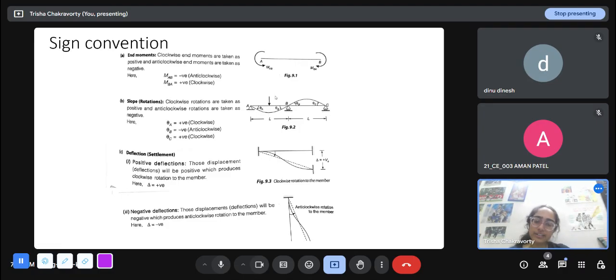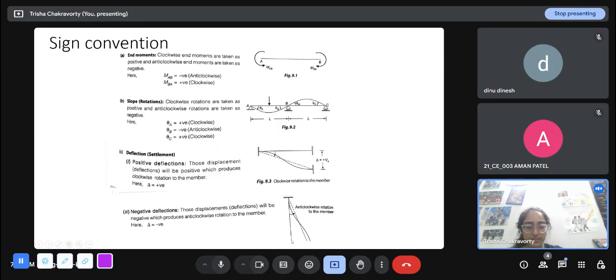Because it's clockwise. Deflection in case of settlements: positive deflections, those displacements will be positive, which produce clockwise rotation to the member. So you have to understand this a little bit. If this is displacing in the downward direction, it's providing a rotation on the member in this sense, a clockwise sense, so I am going to say that delta is positive. And negative deflections are those displacements which produce anti-clockwise rotation to the member.